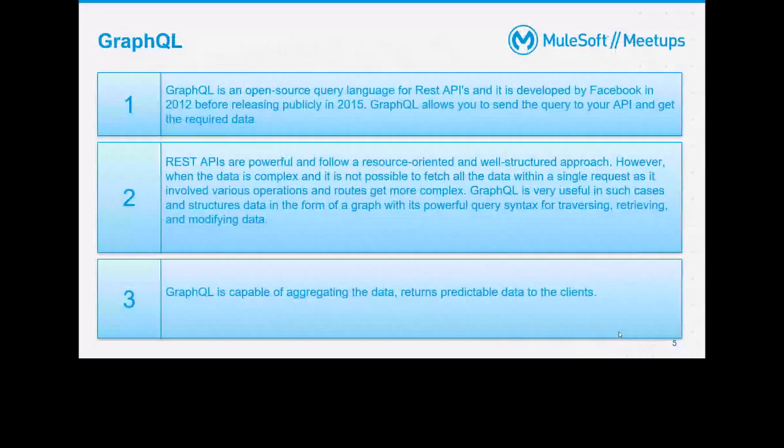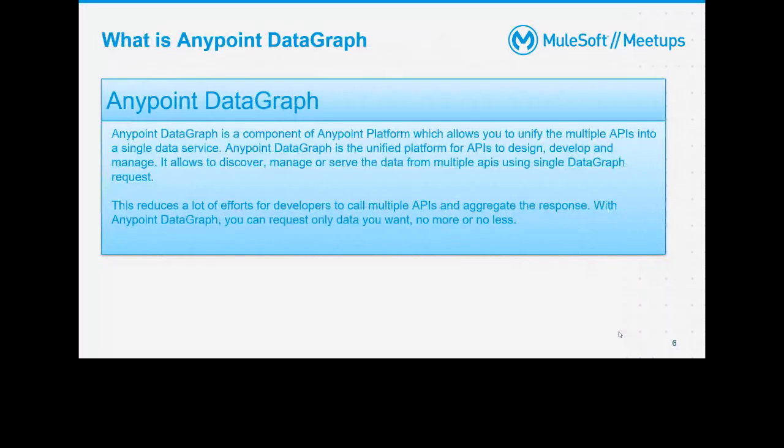Okay. The next thing is Anypoint Data Graph. So what is Anypoint Data Graph? MuleSoft has leveraged GraphQL to create Anypoint Data Graph, to enhance the consumability of the APIs. Every time you add a new API to your application network, Anypoint Platform stores it as a graph of metadata. So it will store the data in the form of a graph in the data graph.